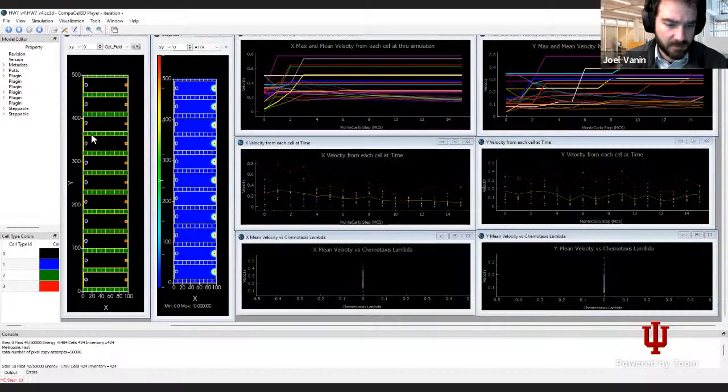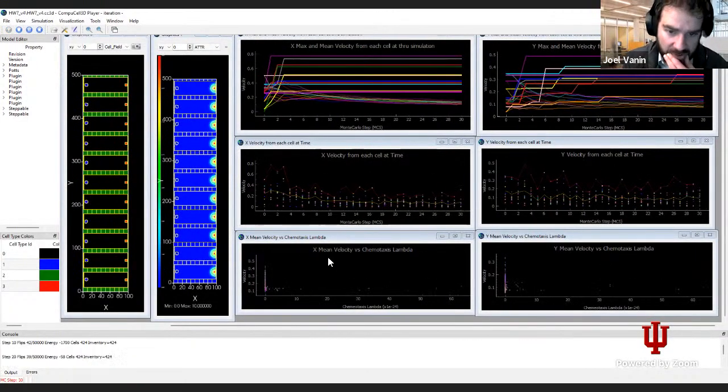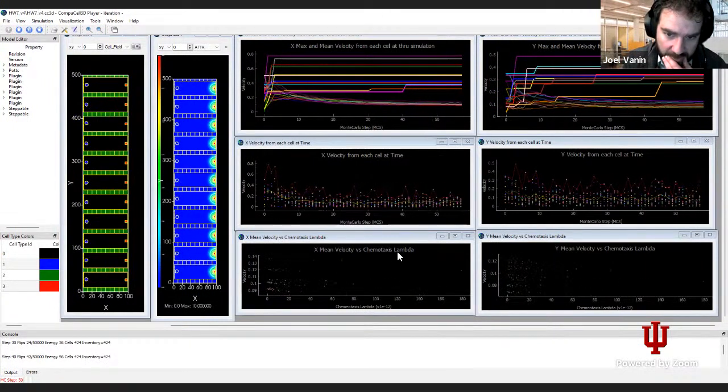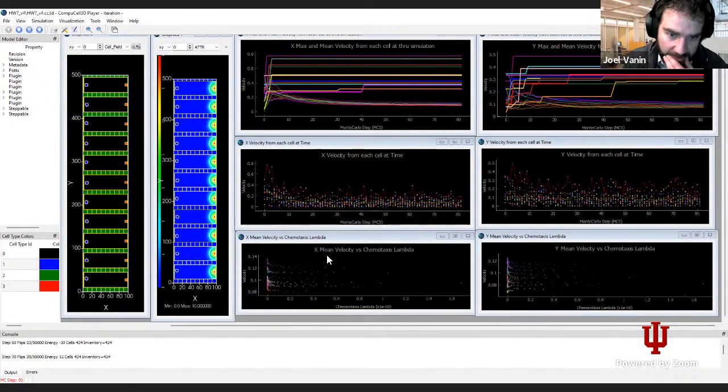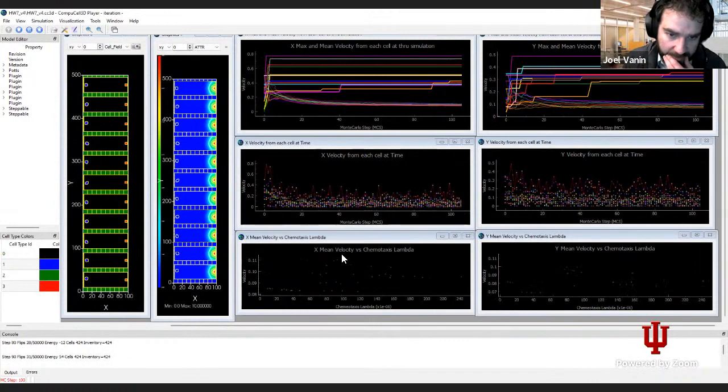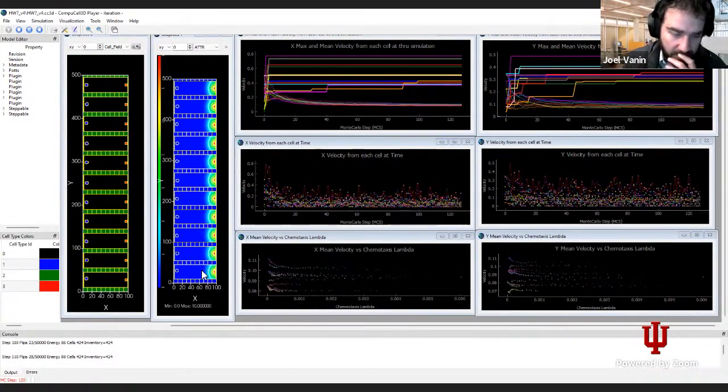So this is exercise number 5, I suppose, where we have to change the chemotaxis lambda and compare with the velocity in X.